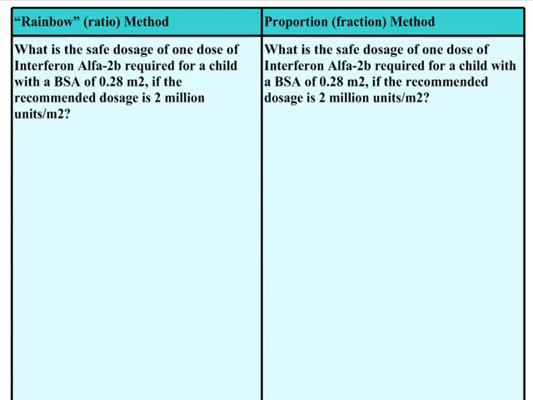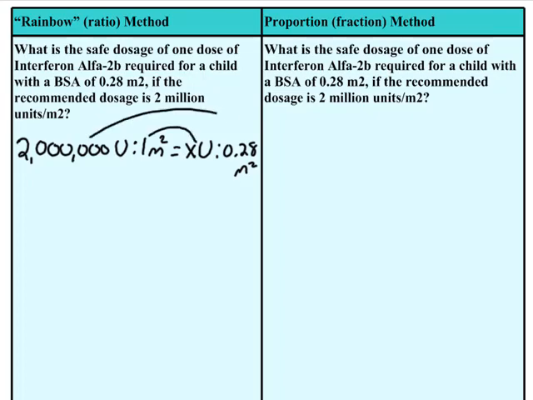As we can see from the problem, there are 2 million units for 1 meter squared. The question is asking us to find out how many units we need to give for 0.28 meters squared. In order to solve for the unknown number of units, we're going to have to multiply our means and our extremes.